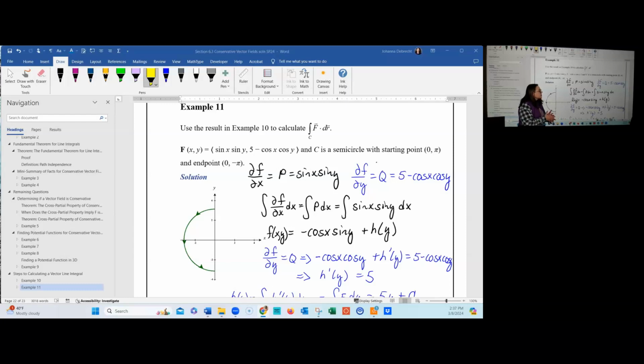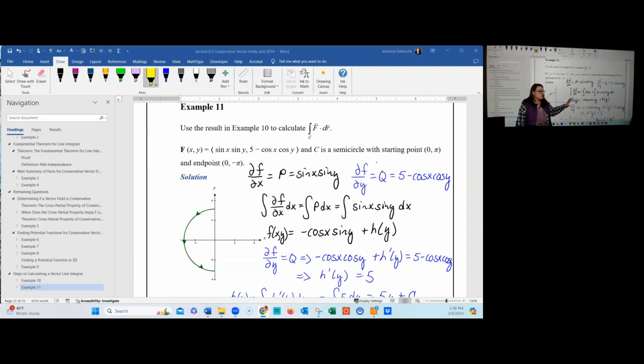In this case, we need to go ahead and find the potential function. And since we've already established that it's a conservative vector field, I looked at the integral of p dx and the integral of q dy, and I decided that p dx was slightly easier. And so I integrate p dx to get a potential function, f of x and y, which gives me negative cosine x sine y plus some unknown function of y.